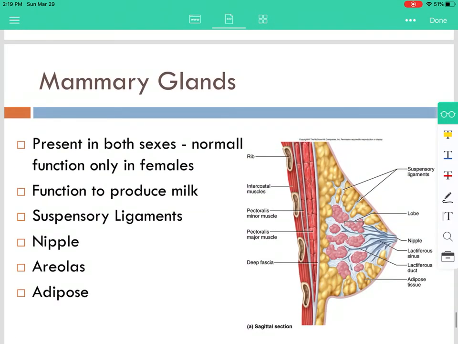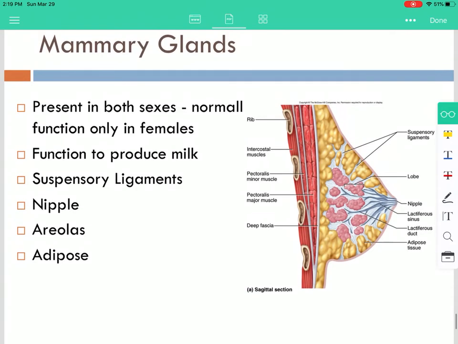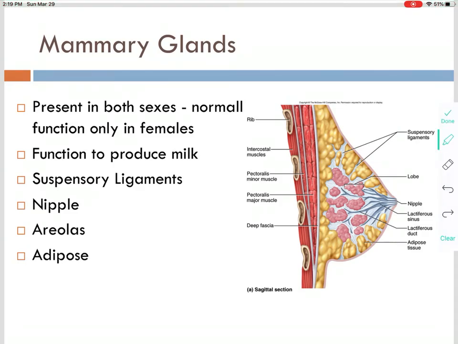The female has some additional external structures. The mammary glands, so as we said, the job of the female is not limited to the reproductive organs that are in the lower part of the abdominal cavity. In the female, the mammary glands become very important. They're actually present in both sexes, but only really utilized in the female.